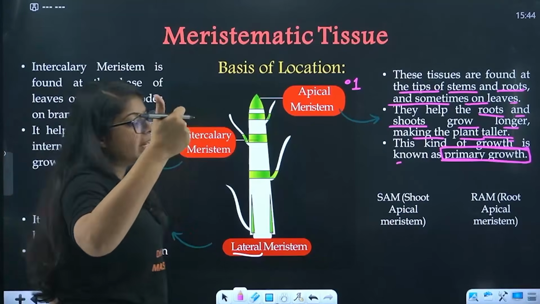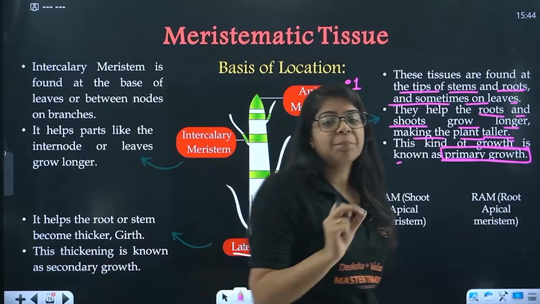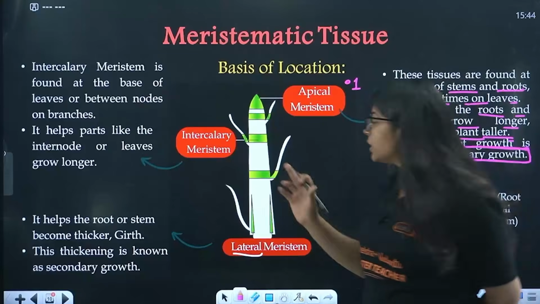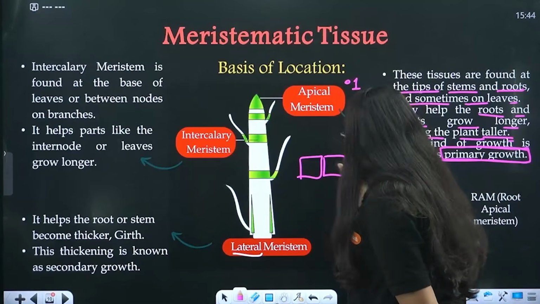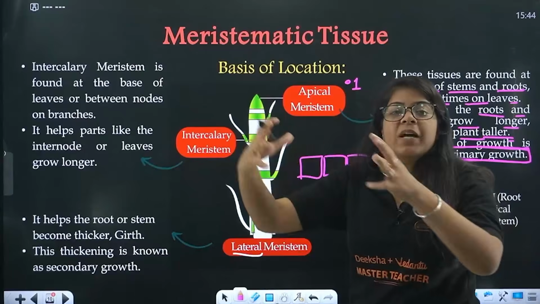Okay, A, B, C, D, E, F, G, H, I, intercalary meristem. Now beta, you have seen a bamboo stick, right? These are your bamboo sticks. It looks like they are blocks placed together.